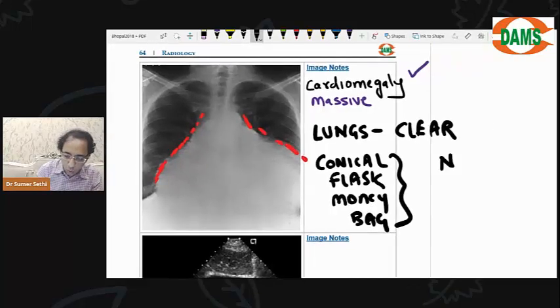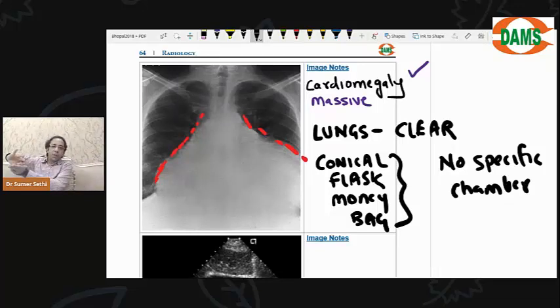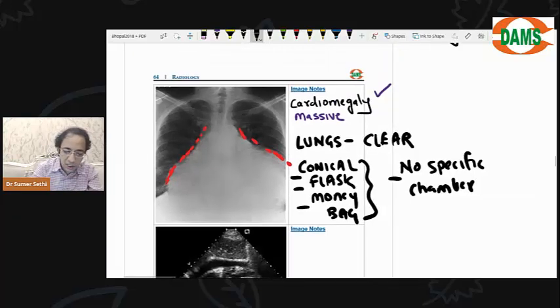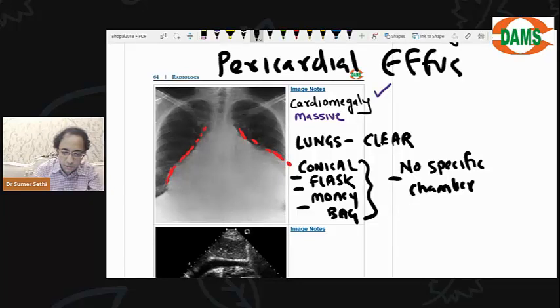and there is no specific chamber enlargement sign. मतलब ऐसा नहीं है कि केवल राइट साइड पे बड़ा है या केवल लेफ्ट पे बड़ा है, ऐसा नहीं है ना. So there is no, like, only right atrium enlarged, only left atrium. It is the entire cardiac silhouette which is enlarged in a conical money bag flask like manner. There is no single chamber enlarged. What do you think? That is where we think this is not the heart, this is pericardium which is full of fluid, this is pericardial effusion.